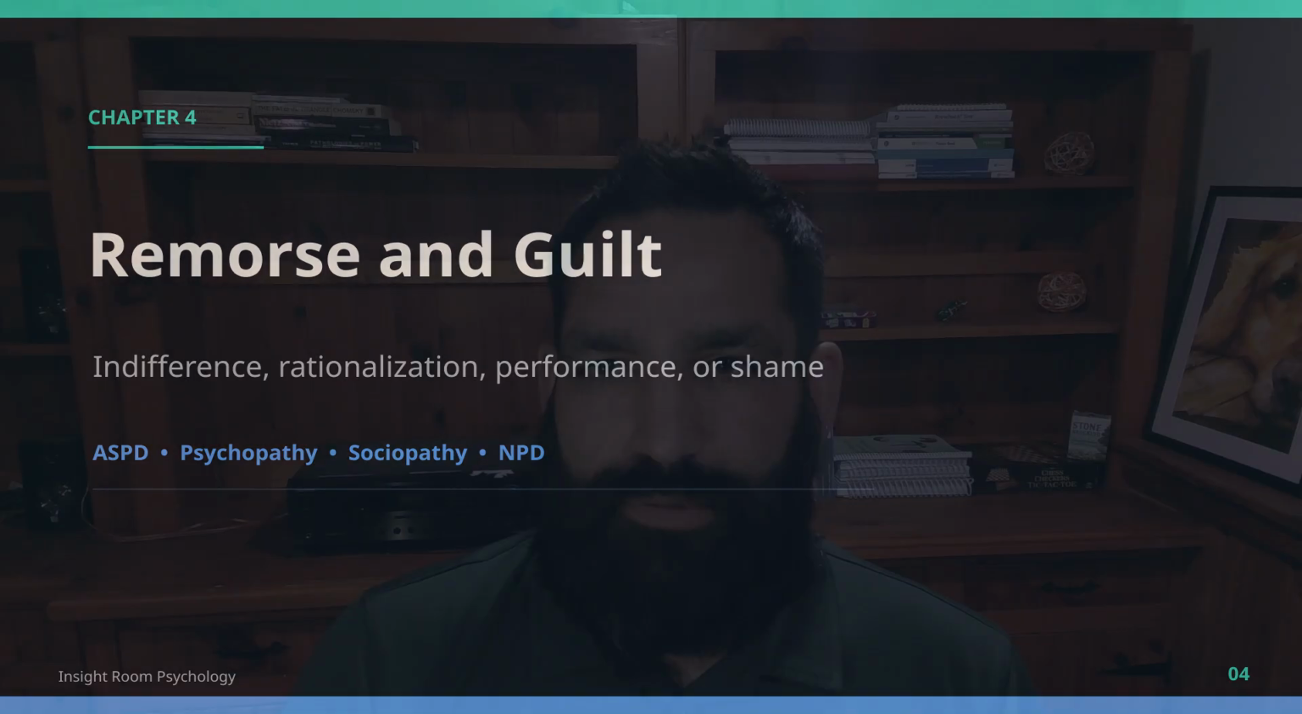For example, someone might say, "They deserve it," "It was not that big of a deal," "They should have known better," or "I only did what I had to do." The key is that the person does not appear to experience sustained accountability or concern about the harm they caused.